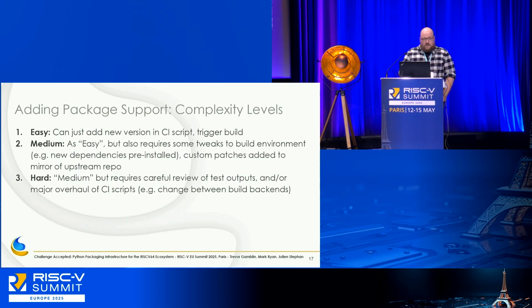I've distilled this into essentially three levels of complexity for support. So there's easy, where we just update the mirror of the repository and add a new tag for a package version and trigger a build. It builds the wheels, tests them, and then uploads them to the registry. There's the medium category, which is that, but we have to add some new dependencies and maybe change some patches around. And then there's hard. An example I have of that is building uv, where we have to do all of the above, plus we have to very carefully look at all the tests we're running to make sure they're all doing things we expect and that there are no surprises with the outputs there.